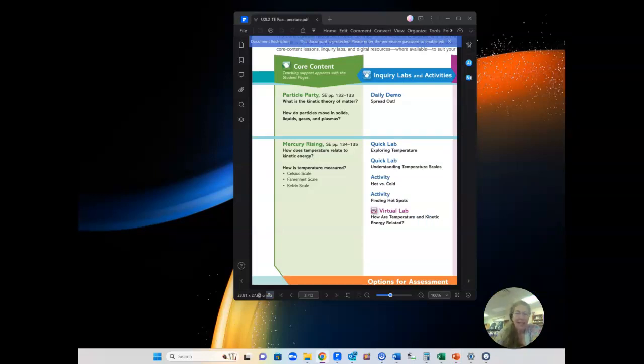PHET is a website that has a lot of science interactives. So if you're just interested in science, you can go and look at some of their interactives and do everything from photosynthesis to wave theory. And so here we have water. Water is a molecule made up of two hydrogens and one oxygen.